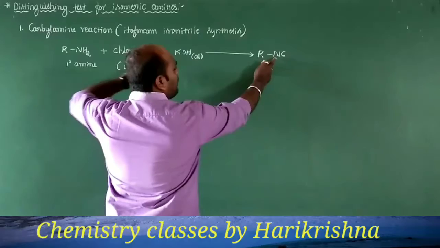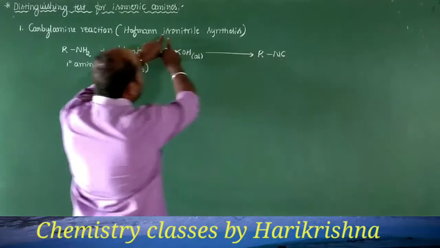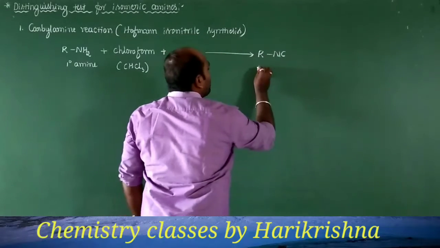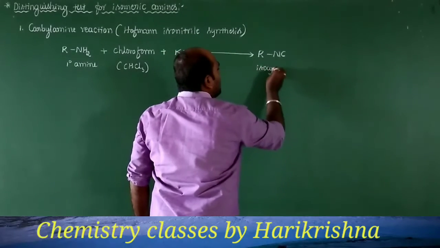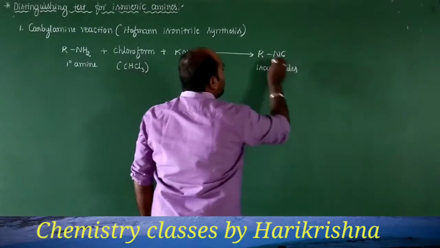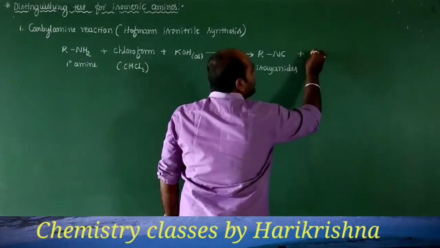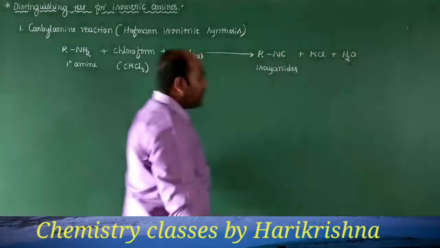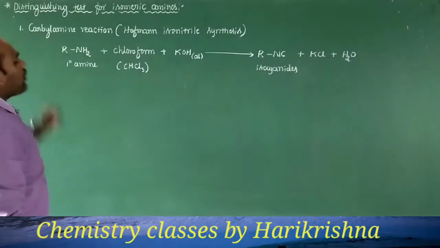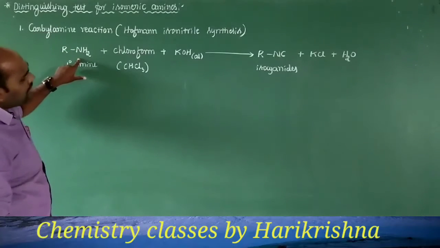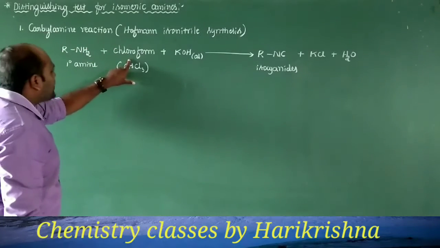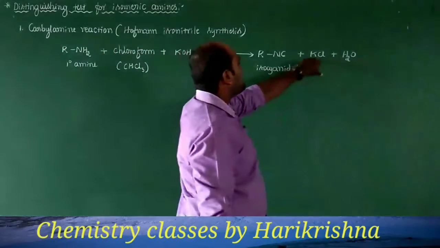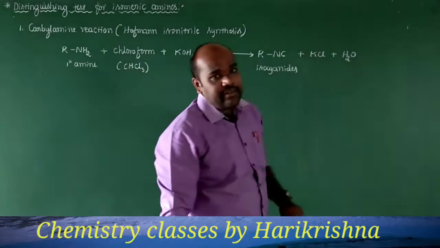When a primary amine reacts with chloroform and alcoholic KOH, it results in the formation of R-NC, which, as we have written in the heading, is the isonitrile, nothing but the corresponding isocyanide. Along with the isocyanide, we get KCl along with the elimination of water. This is the basic carbylamine reaction: a primary amine, aliphatic or aromatic, reacts with chloroform and alcoholic KOH, resulting in isocyanides as the major product along with KCl and water.